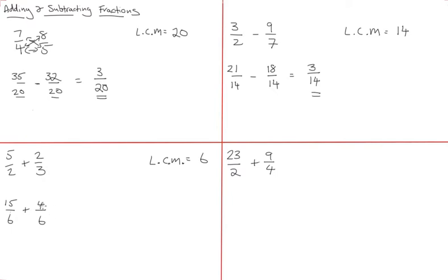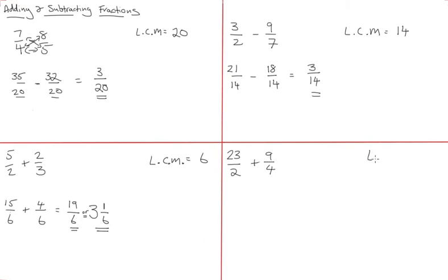Now, all we have to do is add these together. So we will get 19 over 6. Now, this is the answer, but what you could do here is tidy this up a bit. How many times does 6 go into 19? It goes in 3 times, right? With 1 left over. So you could write it as 19 over 6, or you could write it as 3 1/6.